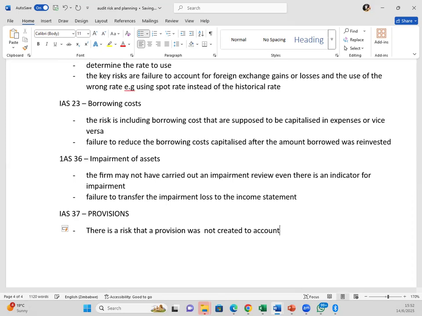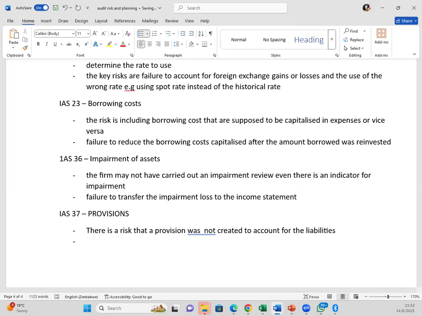Account for the liabilities. So we need to create a provision if it's probable that they are going to return the goods back. After you've sold, you create a provision for refunds.